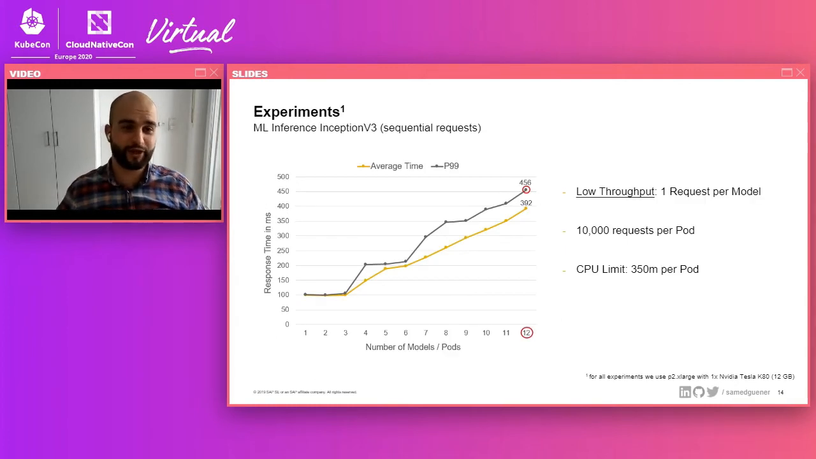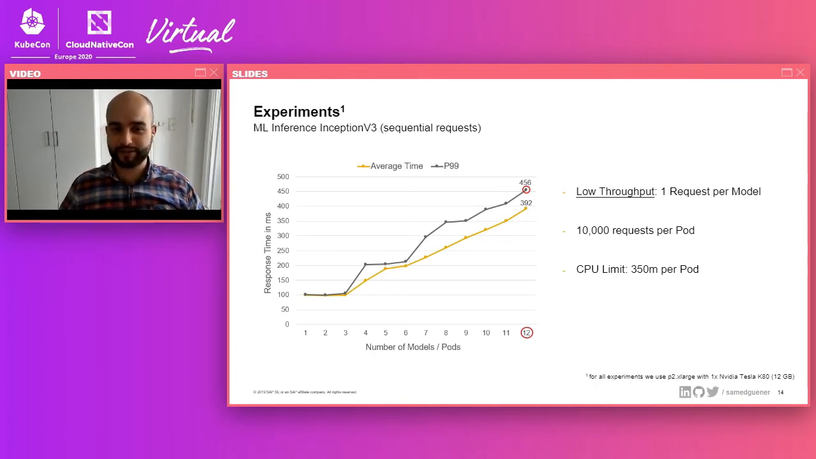In general, I forgot to say this, we are running all of our experiments on a p2.xlarge instance, which has 4 cores and 1 NVIDIA Tesla K80 attached with 12 GB RAM. As the Inception v3 model was used back then for a large amount of our production workload, we use it to drive our experiments. In the first inference experiment, we spawned in total up to 12 vGPUs and sent in total 10,000 requests per pod and limited each pod with 350 millicores of CPU. We will see later how important in our implementation the limiting of CPU actually is.